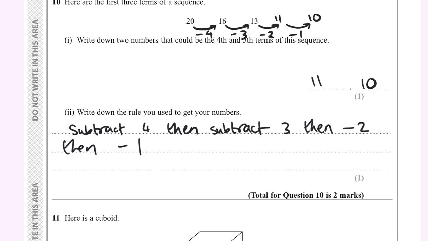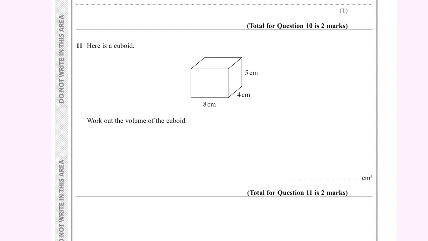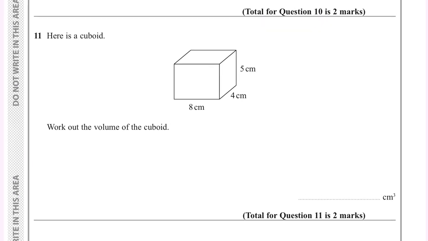Moving on. Okay, volume of a cuboid. Now, volume means all the stuff inside. If you imagine you had a box, and it's what's inside, like all the stuff you'd have in the box, would be the volume. If you filled the box completely, that'd be the volume of the box. Alright, so we've got a cuboid here.